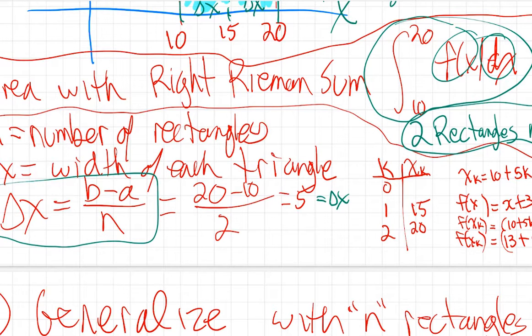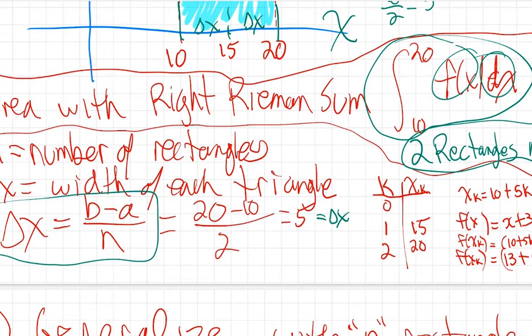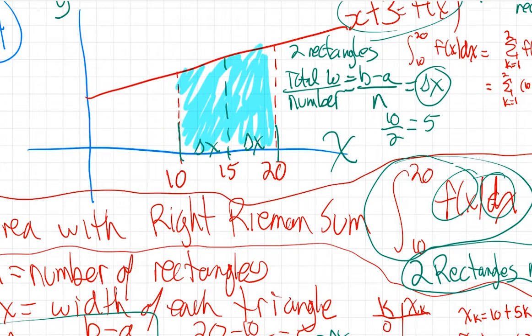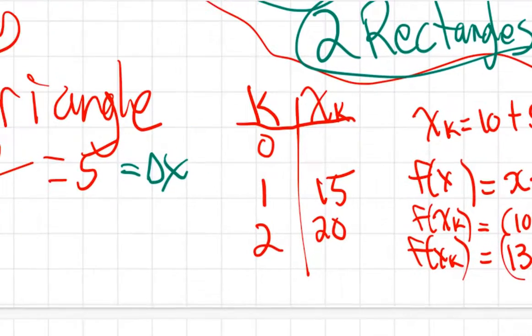Here's the hard thing. We have to figure out a formula for x. So if this is to be a right Riemann sum, that means I'm evaluating the height for the first rectangle, k equals 1, at 15. For the second rectangle, k equals 2, I'm getting the height at 20. So here's what we do. This is a pretty slick way of doing it.